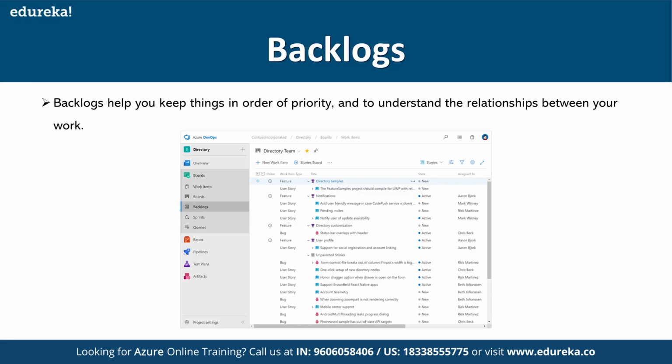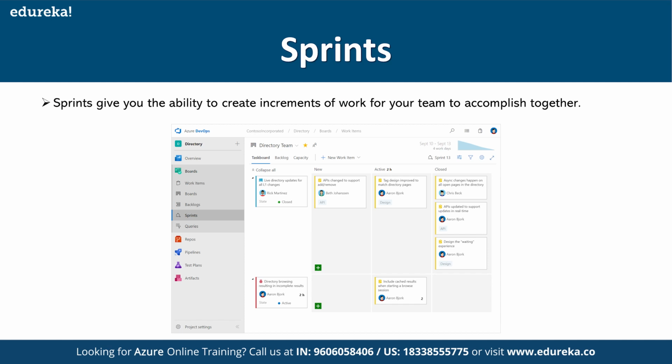Backlogs also help. It's in the boards, and then come the backlogs, which will help you keep things in order of priority and understand the relationship between your work. Sprints are also widely used. It gives you the ability to create increments of work for your team. It's like a sprint team. Through sprint, what we can accomplish together, right? So collaboration and accomplishment of any increment of the big chunk of work will be achieved via sprint, right?